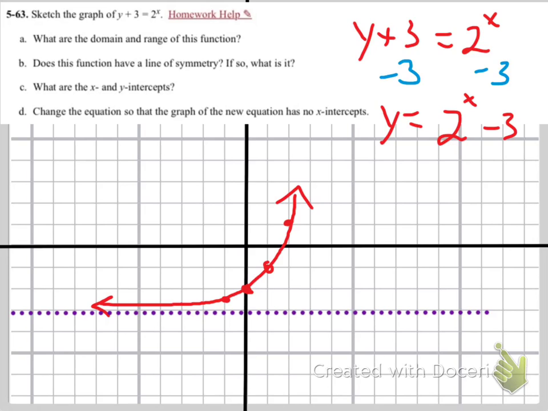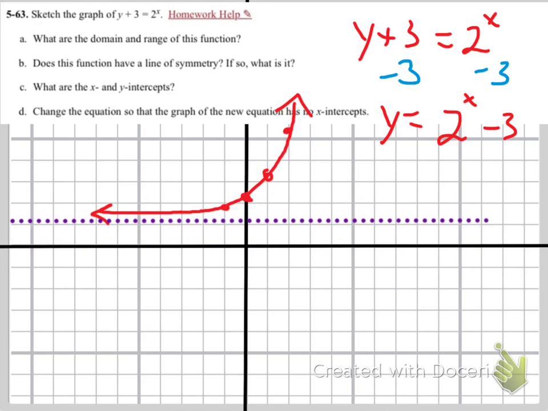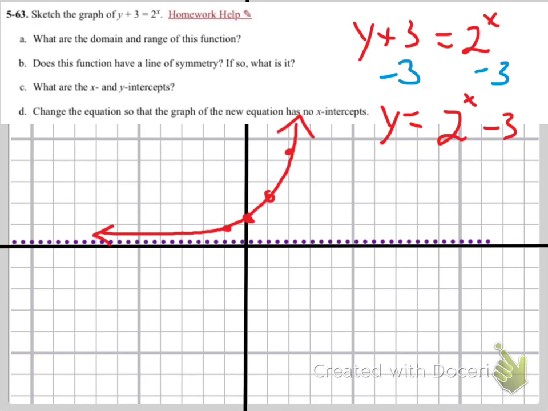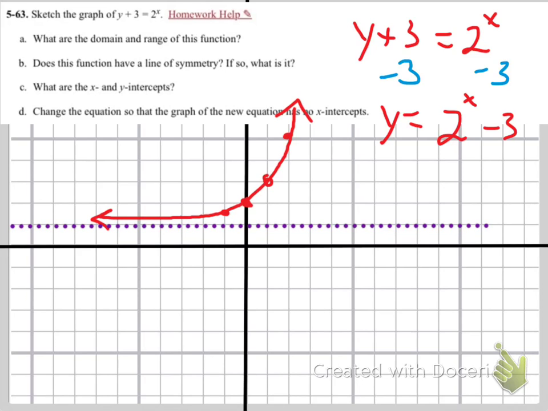If you remember what I did in the very beginning, I started with my parent function, and then the negative 3 shifted it down. So if I would move it back up to my normal parent function, or a k value that's greater than 0, I would no longer have any x-intercepts. So basically I want to take any k value of 0 or greater. So I could go with this. I moved it up 1 from my parent function, so the equation would be y equals 2 to the x plus 1. And now I have an asymptote here at positive 1, and therefore I will not have any x-intercepts.